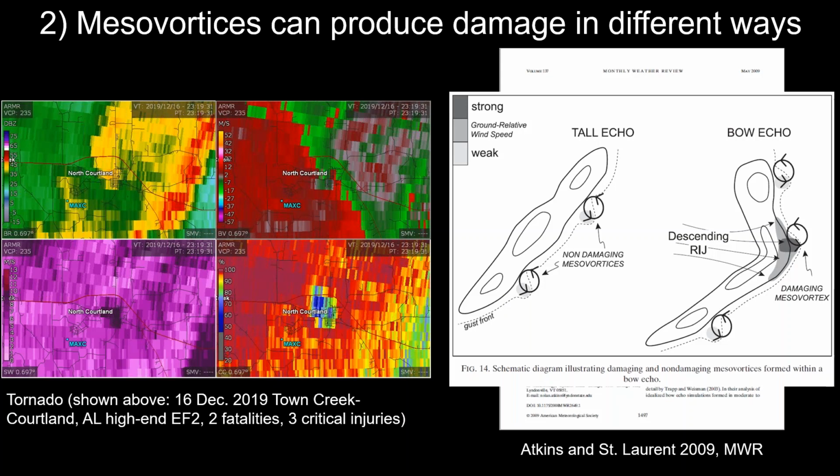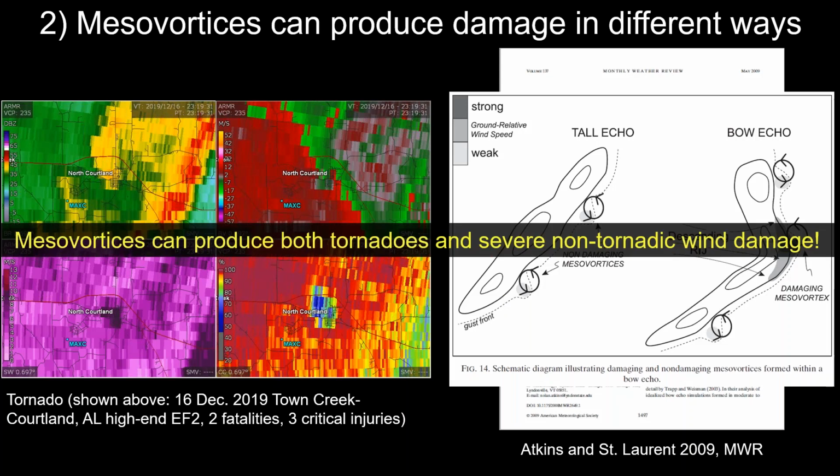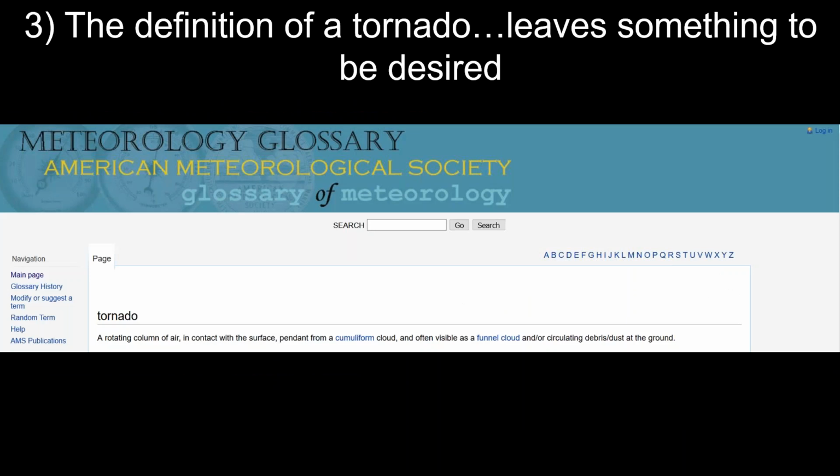That would be the example on the right here, in this illustration from Atkins and St. Laurent 2009, where you see the momentum of the rear inflow jet juxtaposed with the mesovortex. So mesovortices can produce both tornadic and seemingly non-tornadic wind damage. And I say seemingly because the third challenge associated with classifying damage from QLCSs can actually, I think, throw a lot of that into question. There's no doubt, I think everyone's familiar with the idea, that the definition of what is or isn't a tornado is kind of vague.